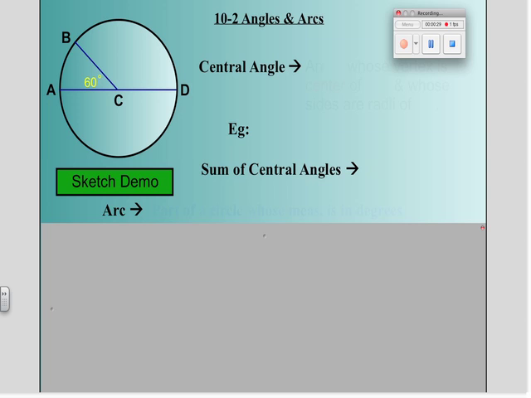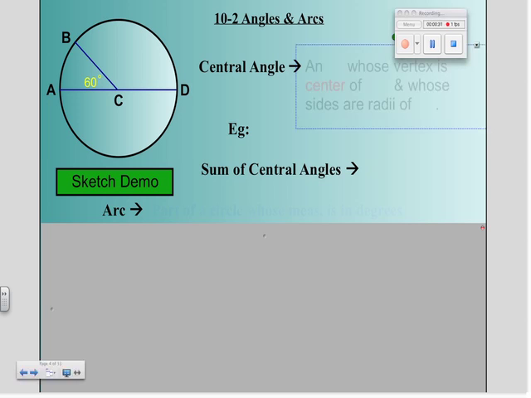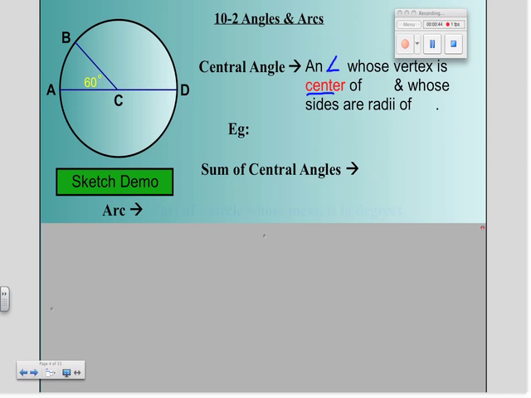So a central angle is exactly as it sounds, using contextual clues. The word central, meaning deriving from center, will tell you that it's an angle whose vertex is the center of a circle and whose sides are radii of that same circle. Use the contextual clue, central angle. It's going to be the angle whose vertex is clearly the center, so our example would be angle ACB.